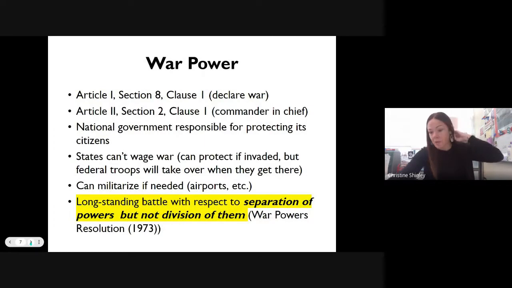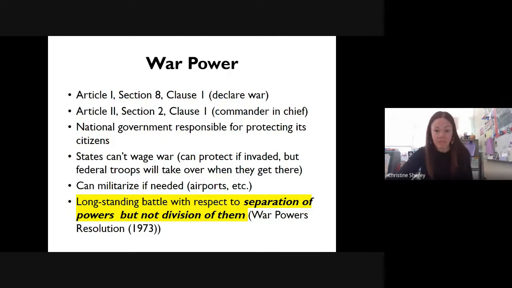All right, war power is the next constitutional way that we say, okay, the national government is supreme in these instances. So Article 1, Section 8, Clause 1. You don't need to know Clause 1 here, but Article 1, Section 8, you should know. Remember, that's where all powers are laid out for Congress. And then Article 2, Section 2, Clause 1. Again, Article 2, you should just know. So Article 1, Section 8 gives Congress the power to declare war. Article 2, Section 2 gives the commander-in-chief role to the federal government.